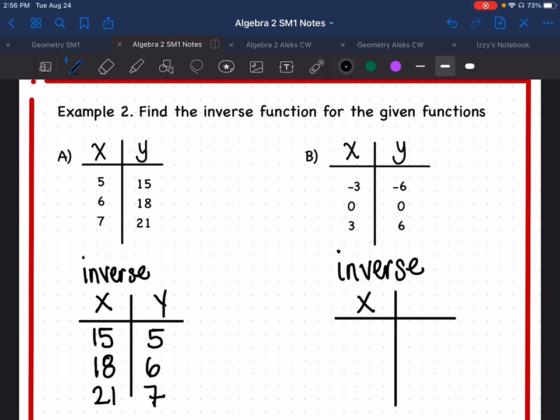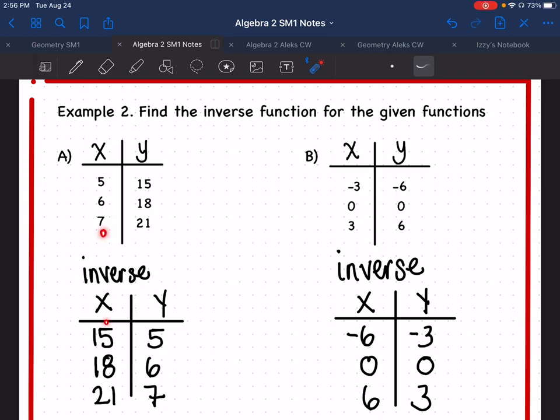I'm going to keep my table as X and Y, but I'm just going to simply switch these two. -6, -3, 0 and 0. Even though I've switched it, it is still the same. And 6 and 3.